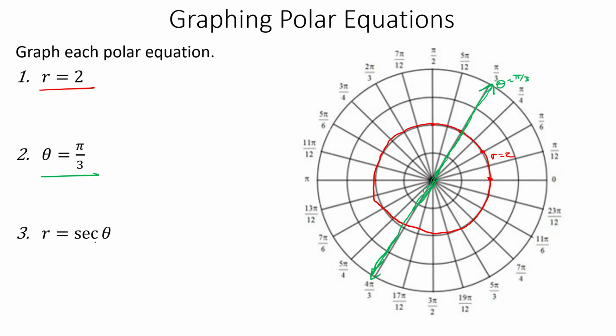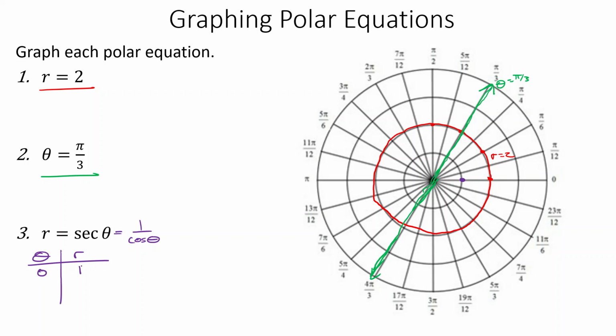r equals secant of theta. All right, so now we might have to start finding some points. And if you remember, secant is 1 over cosine of theta. All right, so one way to do this would just be to plug in a bunch of theta values and see what we get for r. So in other words, if theta is 0, what's r going to be? Well, cosine of 0 is 1, we get 1. So if I go over 0, I should be out at 1.